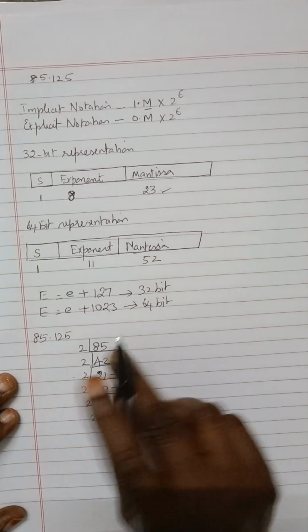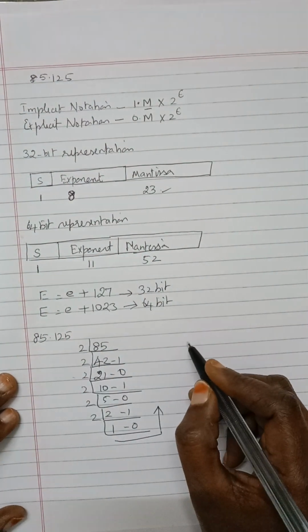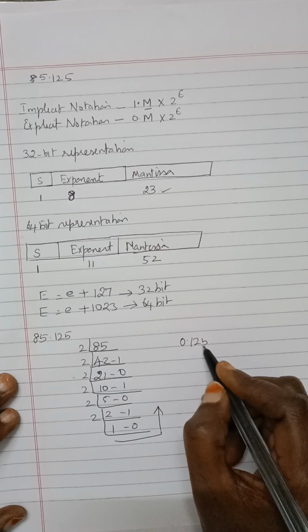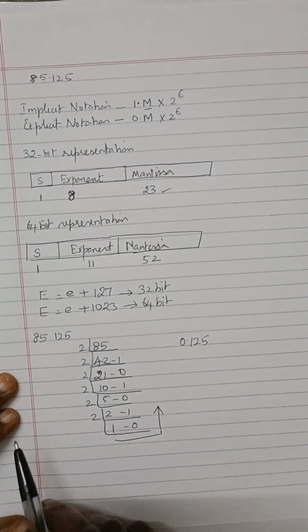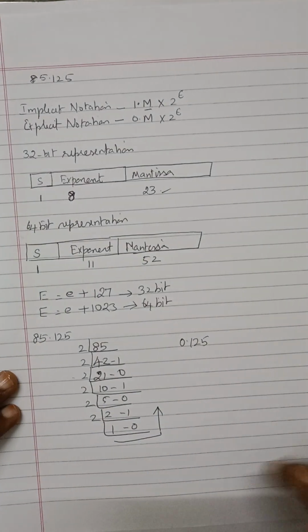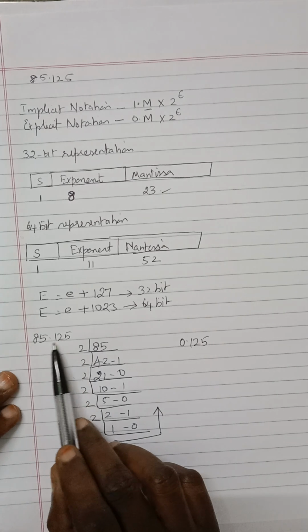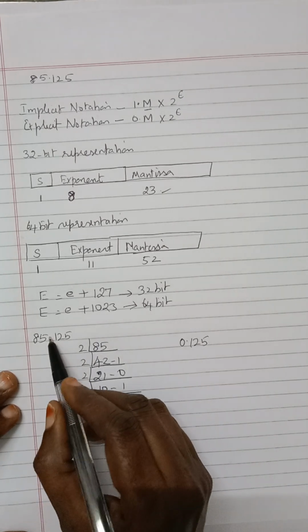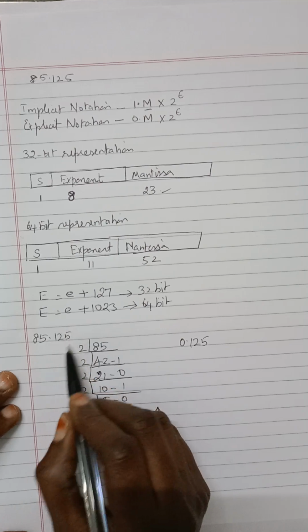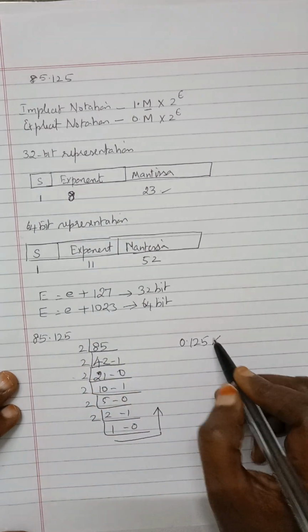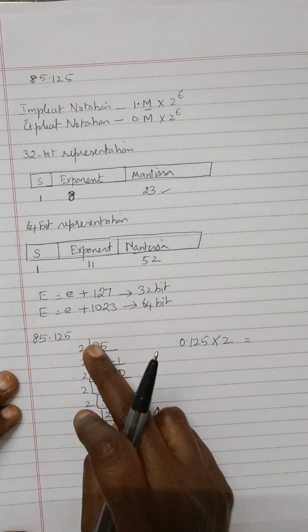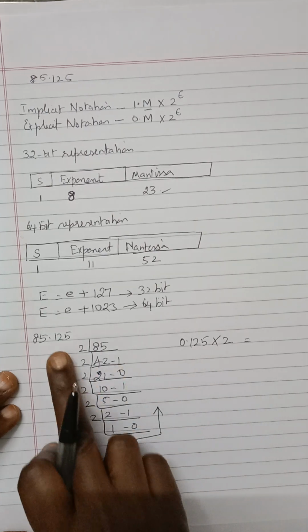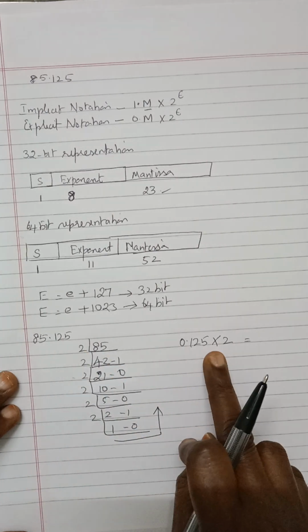Fine. Next we'll see the decimal part, 0.125. How to convert it to binary? We've already seen how to convert the decimal value to a binary value. If the value is after the decimal point, given in points, you have to multiply by 2. Here for the integer part we divided by 2, but for decimal points you have to multiply by 2.